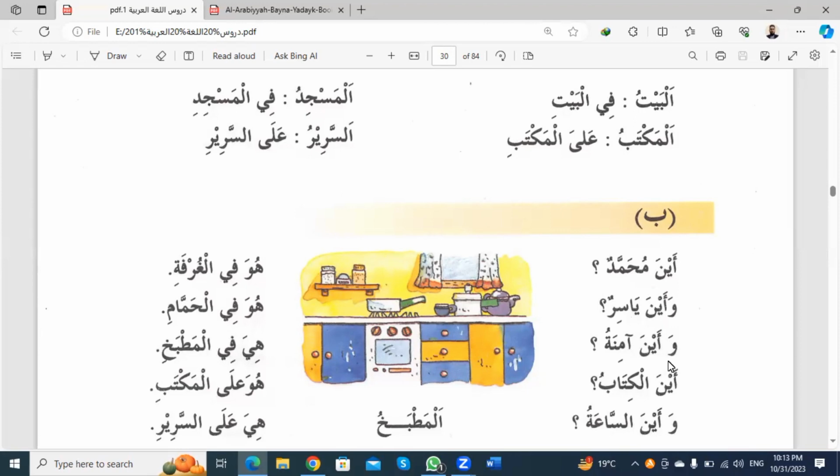And this one is wa aina Aminatu, the name of any female. So and where is Amina?